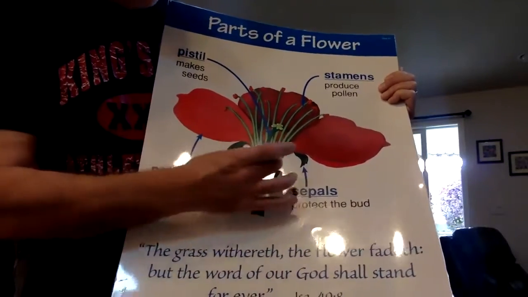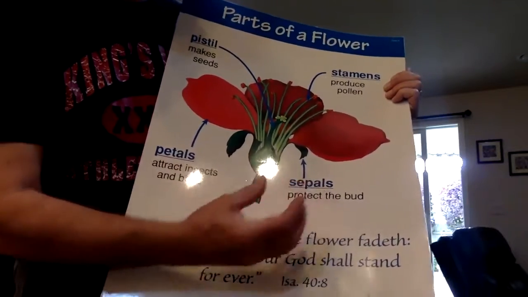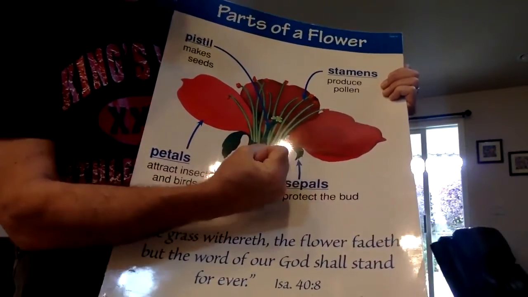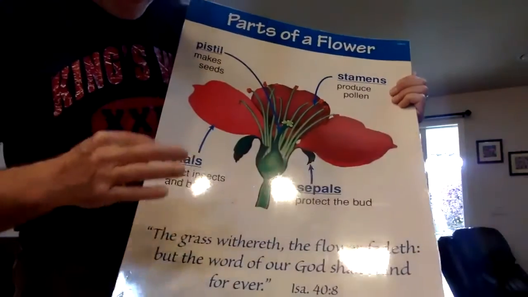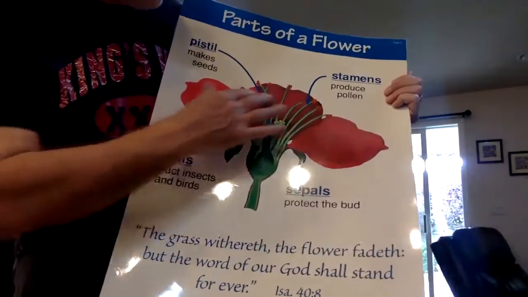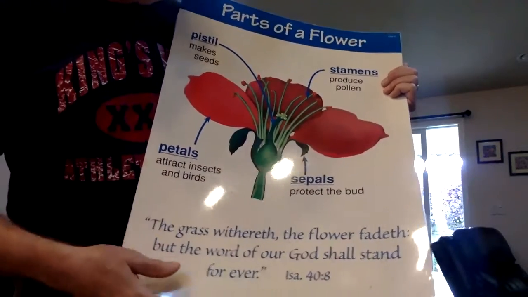And then some other parts of the flower, the sepals protect the bud. So before the flower opens up, it's tightly held together. And then as it opens, those are the parts right down at the bottom of the bud. And the petals, of course, on the flower help attract the pollinators with their lovely colors. So just a little more on that.